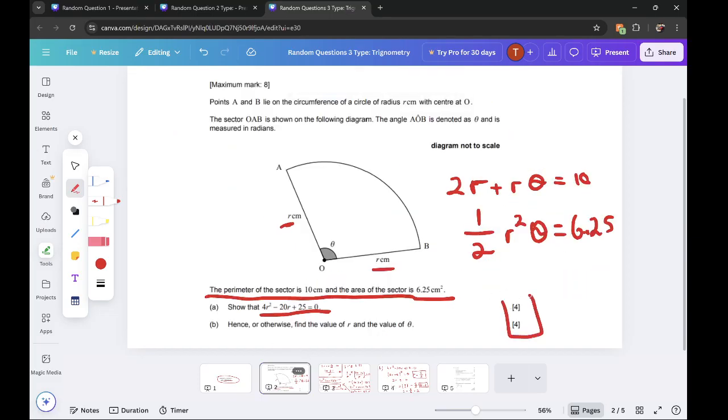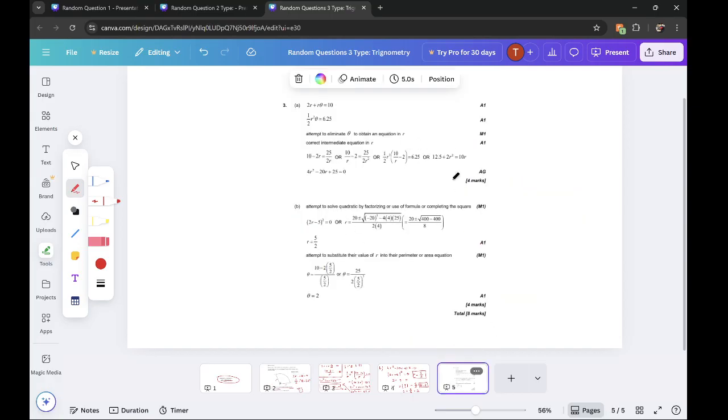Really nice, really simple. 8 marks over here, guys, 8 marks for part A and part B. Really nice and simple. Here's a mark scheme for this question over here.